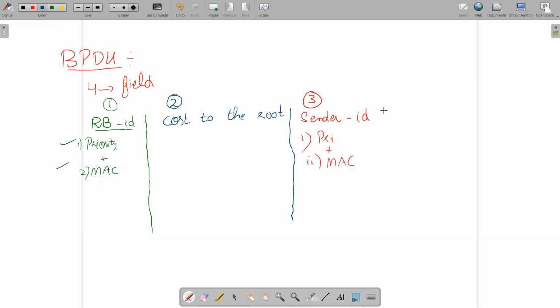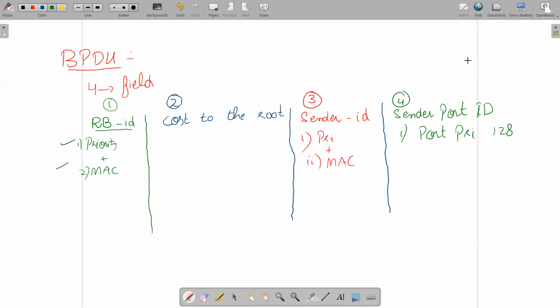And the last one, the fourth field, which is sender port ID. Sender port ID consists of two things. First is the port priority, and by default, every port has a default priority which is 128.